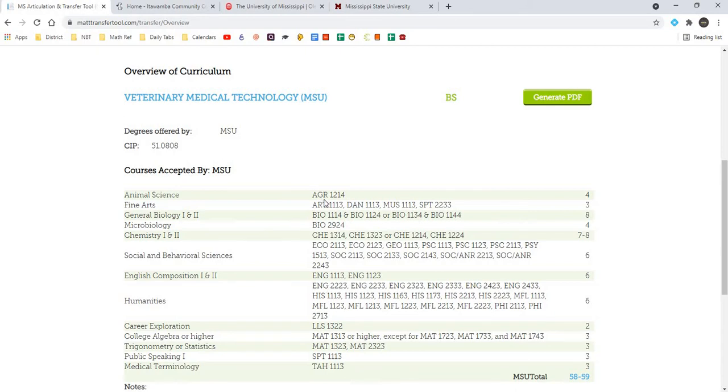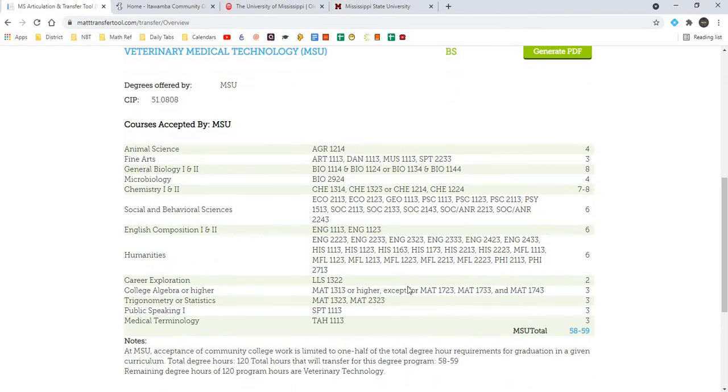Okay, you have animal science, fine arts, microbiology, social and behavioral science, English Comp 1 and 2, which you can take at the high school. You have a very specific list of humanities. So these are course codes, and you'll have to take one of those specific course codes.